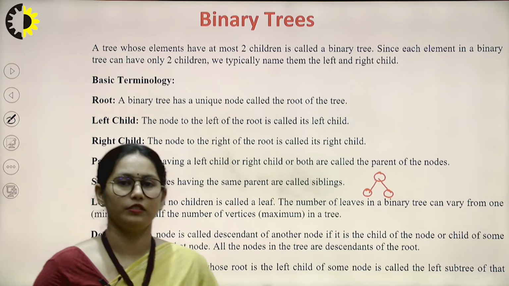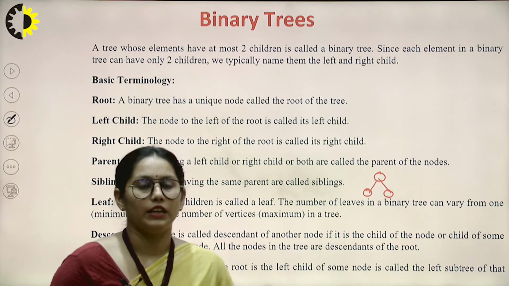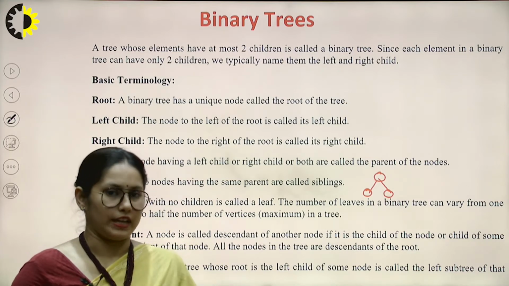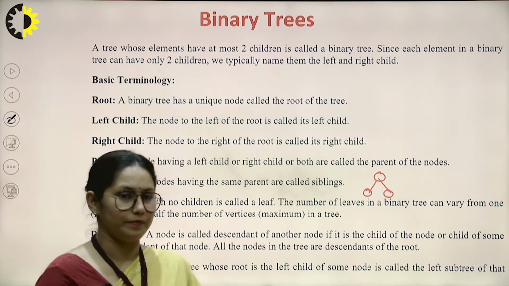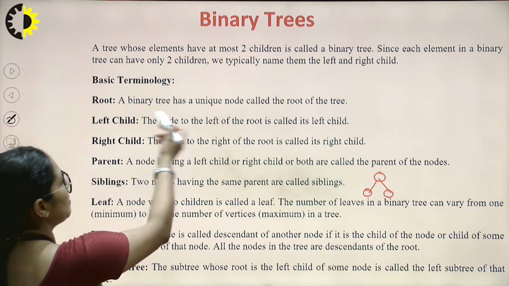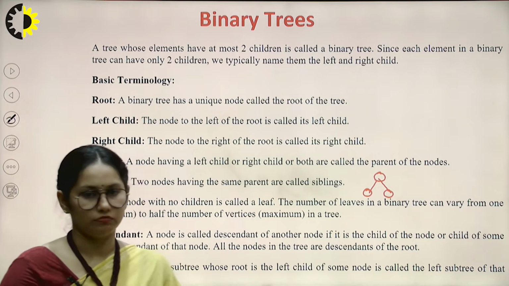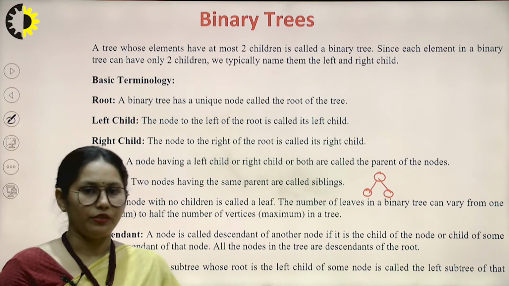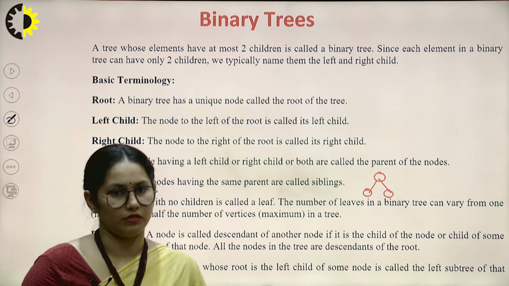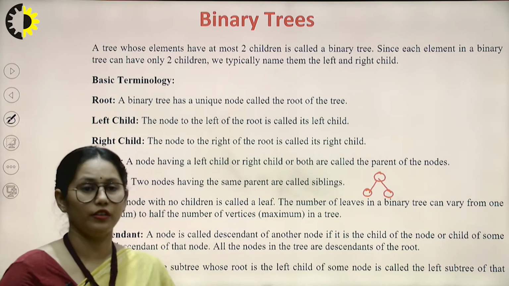So that would be known as your binary tree. Now, what are the basic terminologies used under this tree category? First one is the root. A binary tree has a unique node. And what is that unique node? That is the first node of that particular tree. That is known as your root.